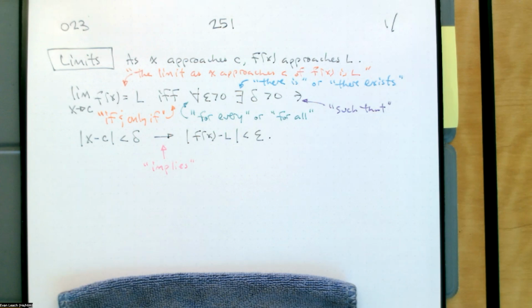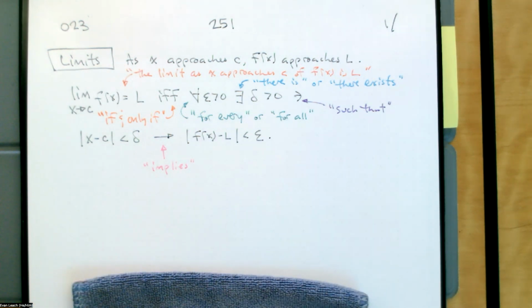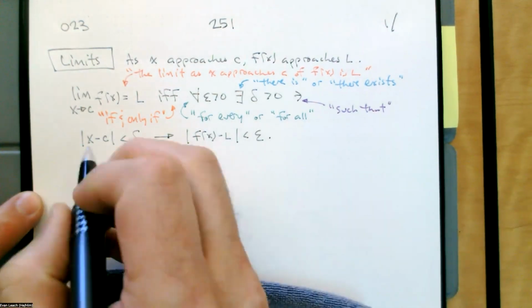For every epsilon greater than 0, there's a delta greater than 0 such that the absolute value of x minus c less than delta implies the absolute value of f of x minus L is less than epsilon. We have to be able to read absolute value inequalities. This first one, absolute value of x minus c less than delta, means x is within delta units of c. That's how we read this part of the statement.